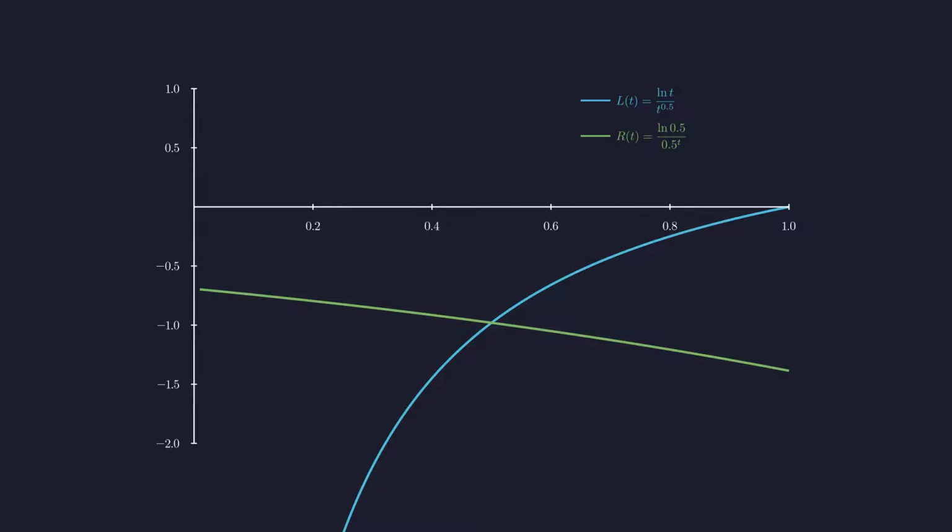Let's see what this looks like graphically. I'll plot both sides as functions using 1/2 as a concrete example. The blue curve represents the left side, and the green curve represents the right side. Wherever these curves intersect, we have a solution. And there it is. They intersect exactly once, right where we expect. While proving this graphically is more challenging, it gives us a nice visual confirmation of what we proved algebraically.